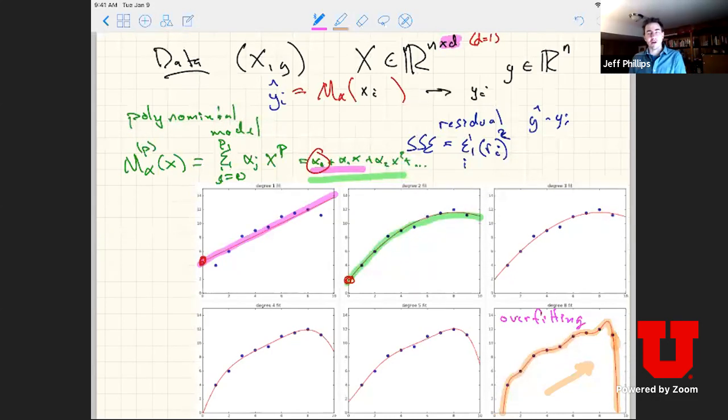So does anyone want to volunteer in the chat? Why would this not be as good of a model? Of the 6 pictures I have, which one do you think is the best, or why is the one with degree 8 probably not the best model?